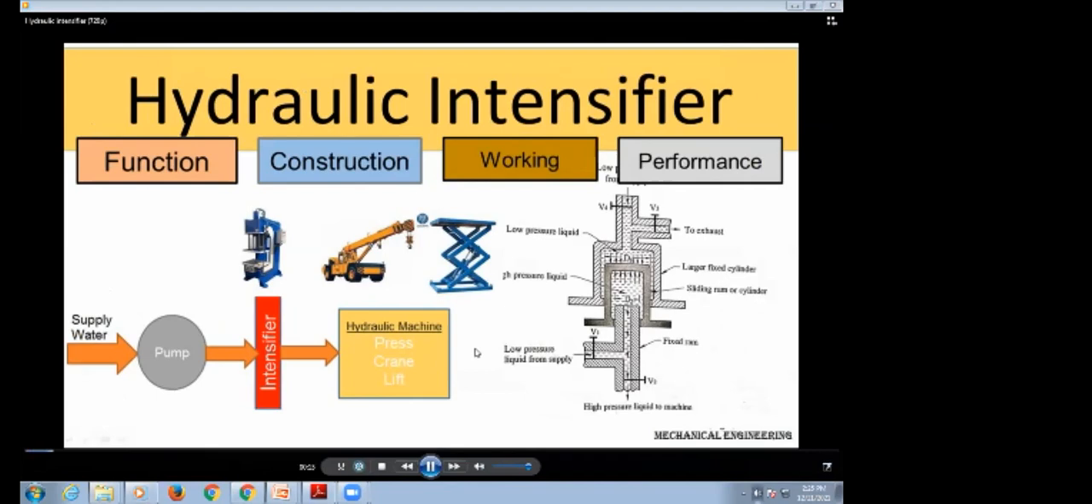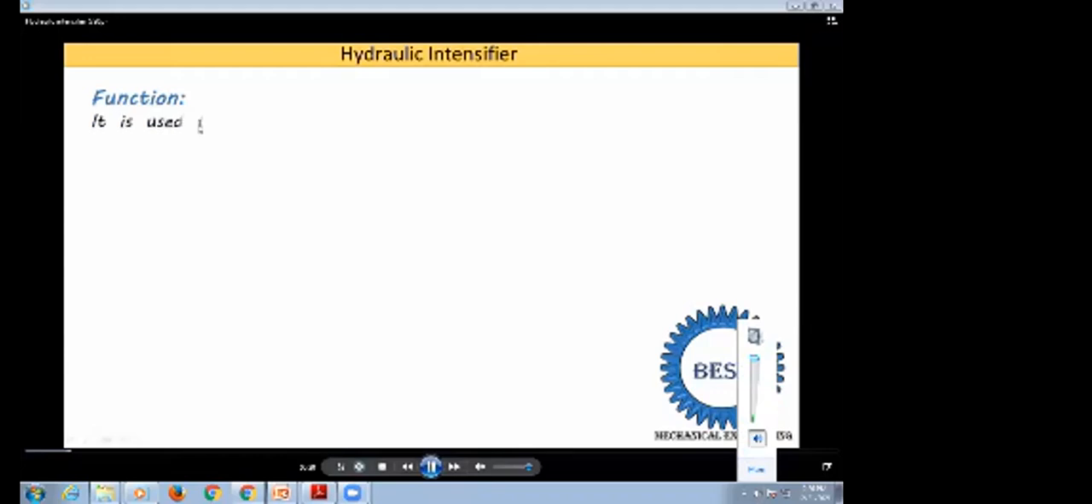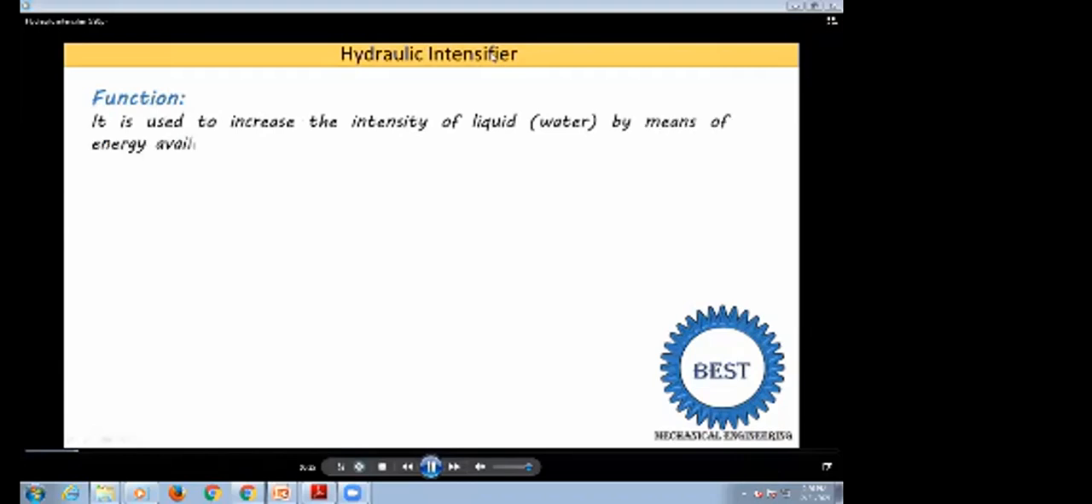So a hydraulic intensifier is one type of hydraulic device, and it is a full chapter in fluid power engineering in some universities. It is a part of fluid mechanics. First we understand the function. Before understanding the function, I explain the meaning of intensifier. Intensifier means increasing the intensity of pressure. The word itself suggests increasing the intensity of the pressure of a liquid. A hydraulic device which increases the intensity of any liquid is known as a hydraulic intensifier.